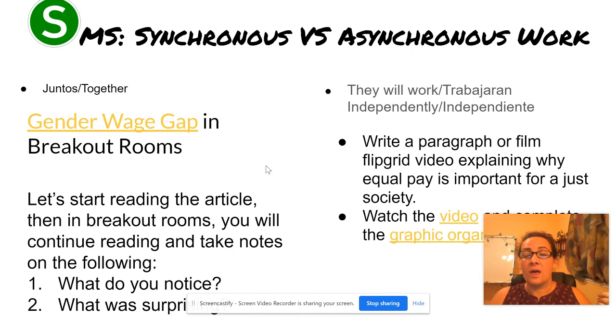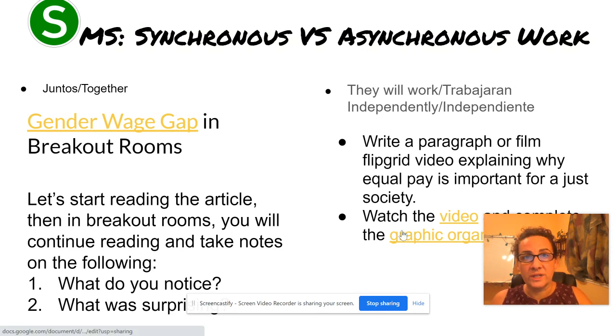So the homework tonight was to write a paragraph, or the asynchronous work tonight was to write a paragraph explaining why equal pay is important for a just society. So now we have facts and details that we found to support this position of what makes a fair society, or what parts are unfair in society.